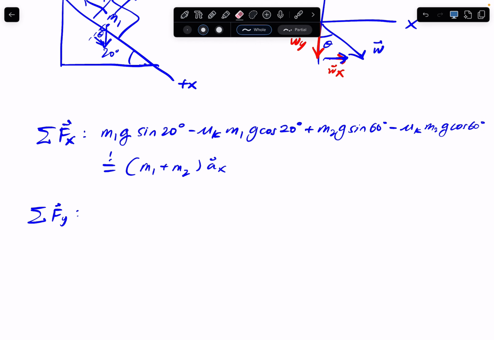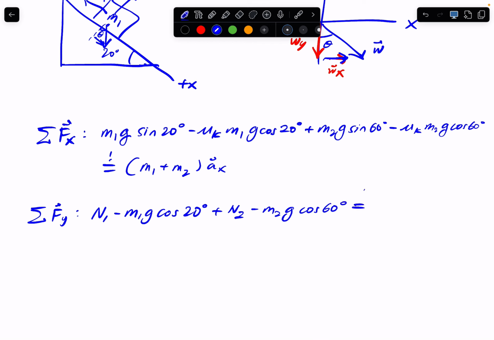All right, that was the x. Now let's take a look at the y. So the y, that's N1 minus m1g cosine 20 plus N2 minus m2g cosine 60. Again, just copying down. And this is equal to 0, right? Because you don't have any acceleration perpendicular to the ramp.